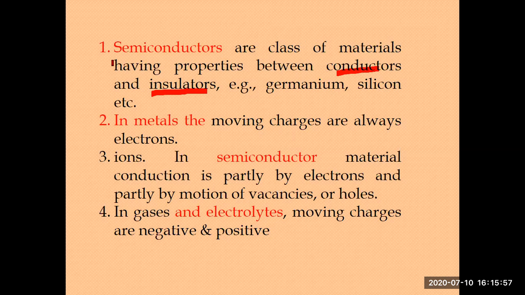In metals, free electrons are always the charge carriers. In semiconductors, conduction is partially due to electrons and vacancies, that is holes. Electrons and holes play an important role for conduction in semiconductors, but in case of gases and electrolytes, the moving charges are negative and positive. If you look at an electrolyte, one of the most common substances is salt, NaCl. This is sodium chloride.